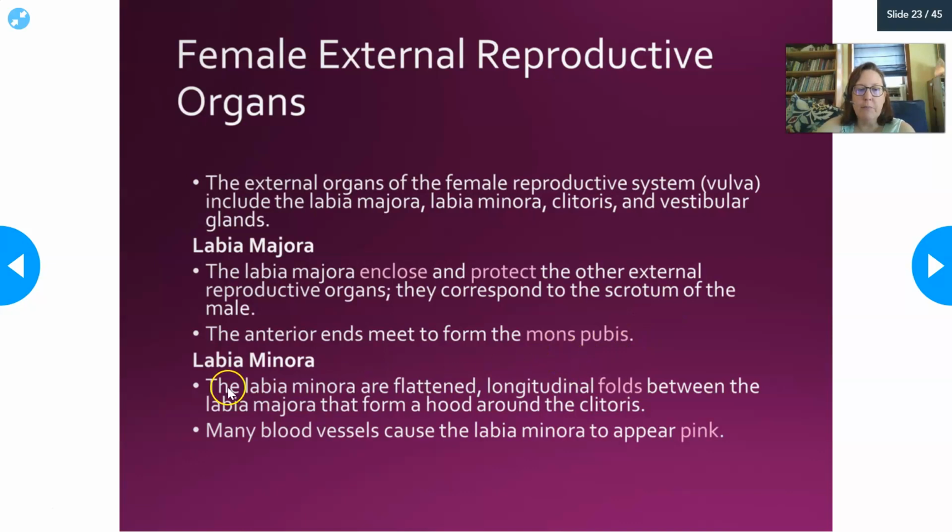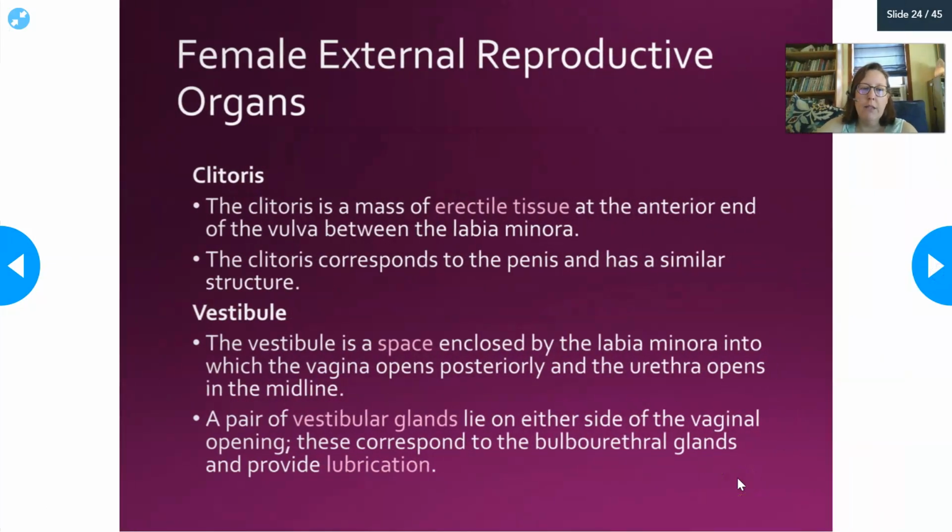The labia minora are flattened longitudinal folds between the labia majora, and they form a hood around the clitoris, and they're always pink, so they don't have hair on them. Because of the many blood vessels, they are pink, but also they engorge during intercourse. And then the clitoris is a mass of erectile tissue at the anterior end of the vulva between the labia minora, and it's the equivalent of the penis in the male, but it's much smaller.